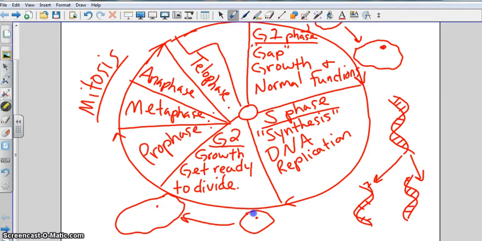Cytokinesis. And the reason I drew it as this little L-looking shape is because cytokinesis and telophase kind of overlap each other. They kind of start happening at the same time. So that's why I drew them overlapping each other. And this is the basic cell life cycle.